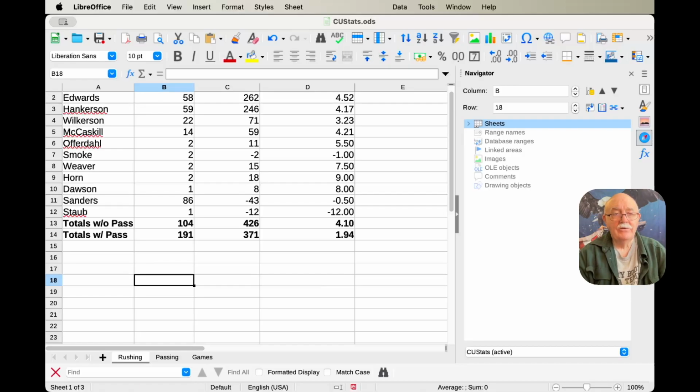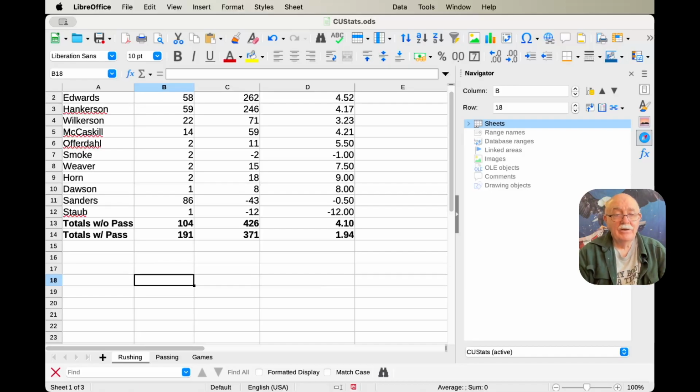So that's what I've done. Totals without pass, totals with pass. Totals with pass is what you're going to find on any stat website like ESPN. Totals without pass, you're only going to find here on my spreadsheet. And as you can see, the running backs have run for an average of 4.1 yards per carry. This is through the 8 games of the season that they played. 4.1 yards per carry. That is an excellent running average. That's a running average that will get you first downs frequently.